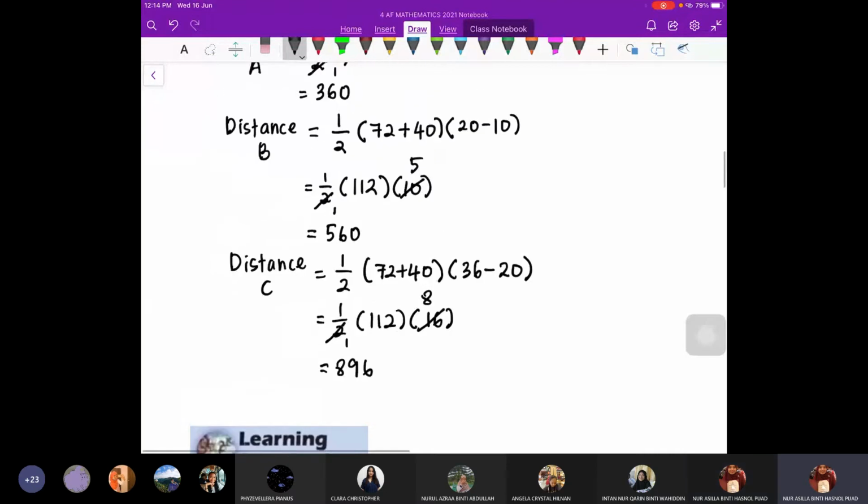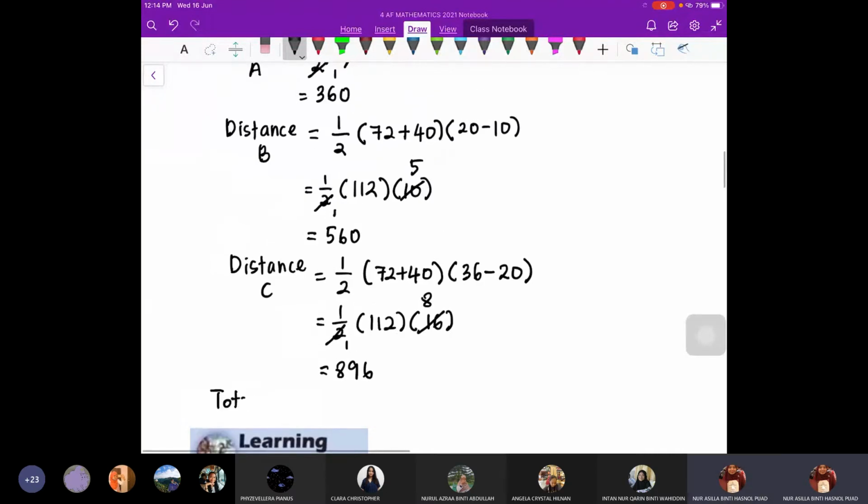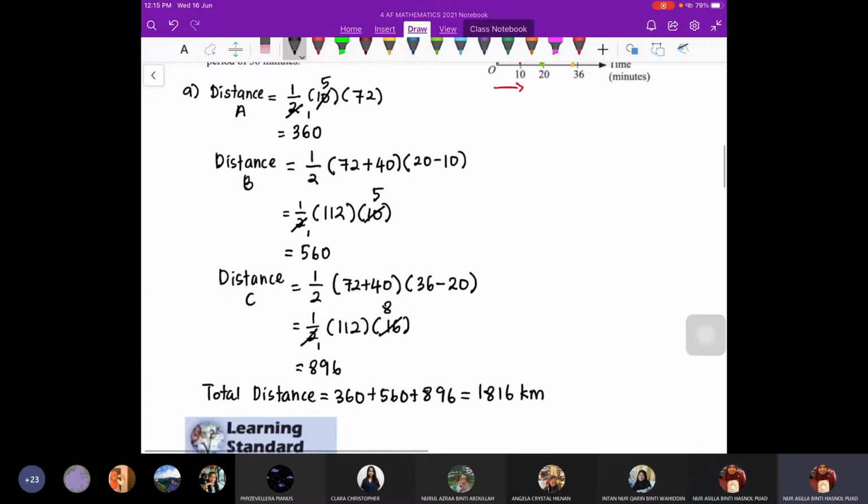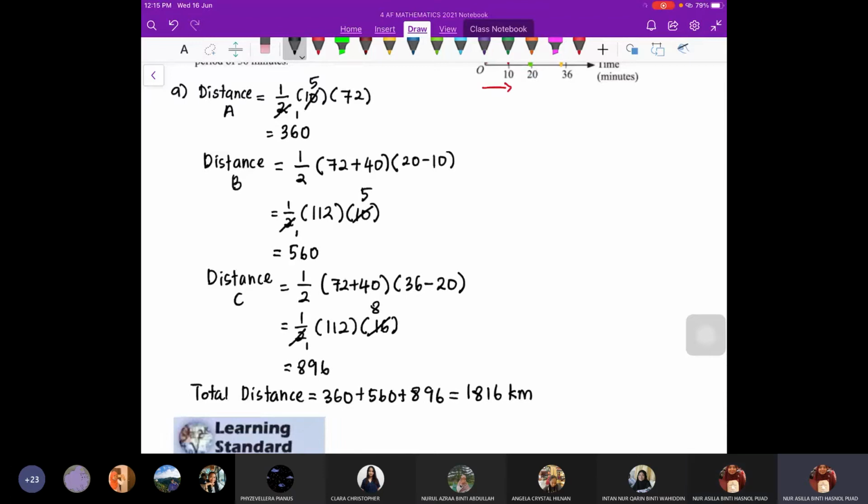Tambah semua. 360 plus 560 plus 896. So, check kamu punya jawapan. Betul atau tidak? So, 1816 kilometers. Okay, siap. Itu dia untuk A. Okay, so senang. Kamu bagikan kepada beberapa bahagian and then you tambah.